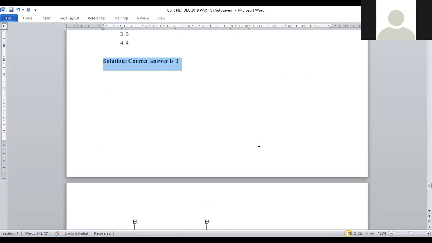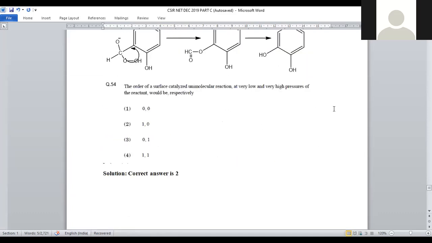Now, let us move on to question number 54. In question number 54, the order of a surface catalyzed unimolecular reaction at very low and very high pressure of reactant would be, respectively, what? So it is a part of surface chemistry where we have to apply the Langmuir adsorption isotherm. Whenever the Langmuir adsorption isotherm is employed, we have to change the variable, that is pressure. So high pressure conditions as well as low pressure conditions can be applied. Under those conditions, what will be the reaction order? The rate of the reaction we have to measure.